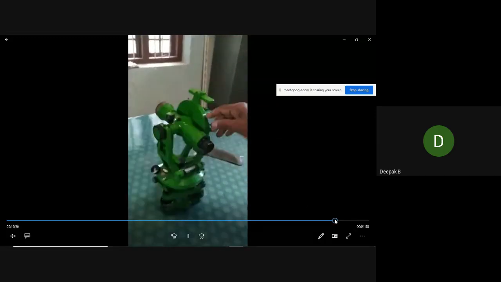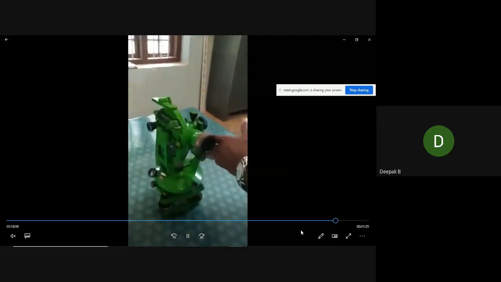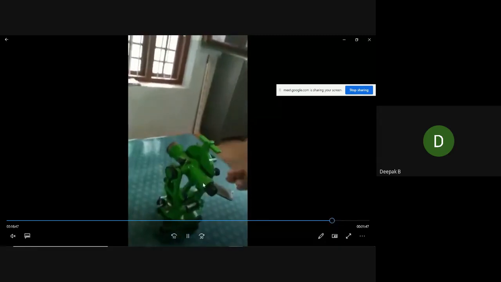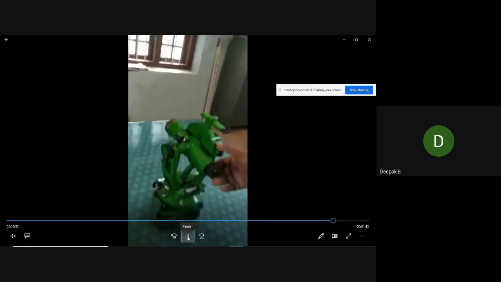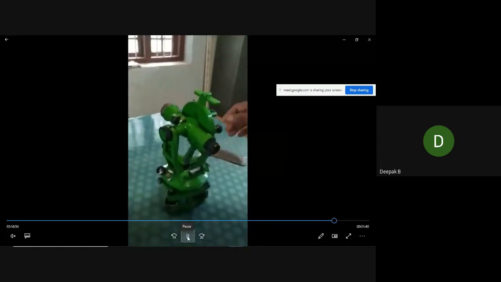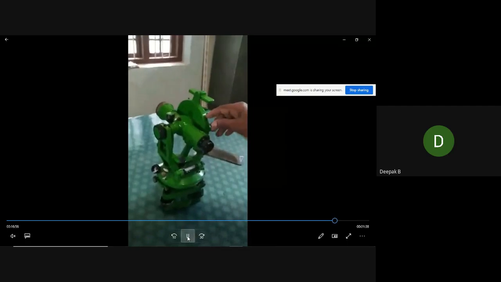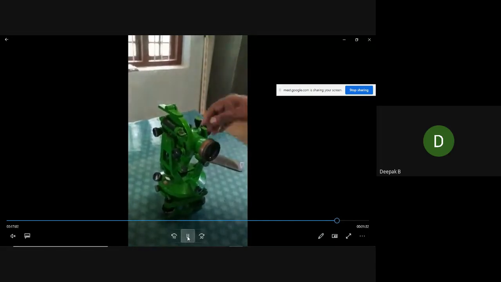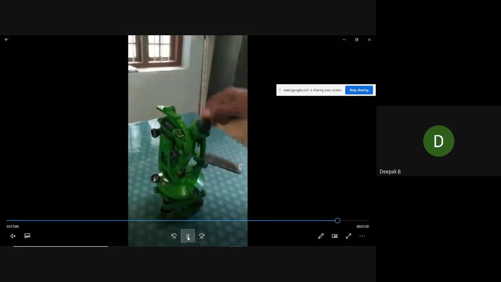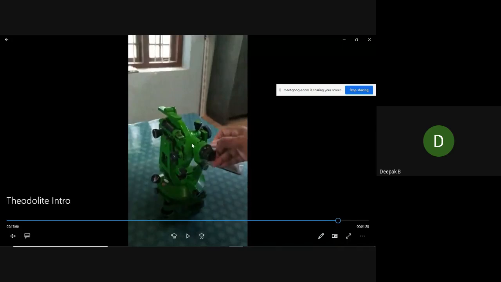This is face right, okay, because the circular portion is to the right side of the telescope. Okay, now this is face left. Just by transiting, you obtain face left. This is to the left side of the telescope.